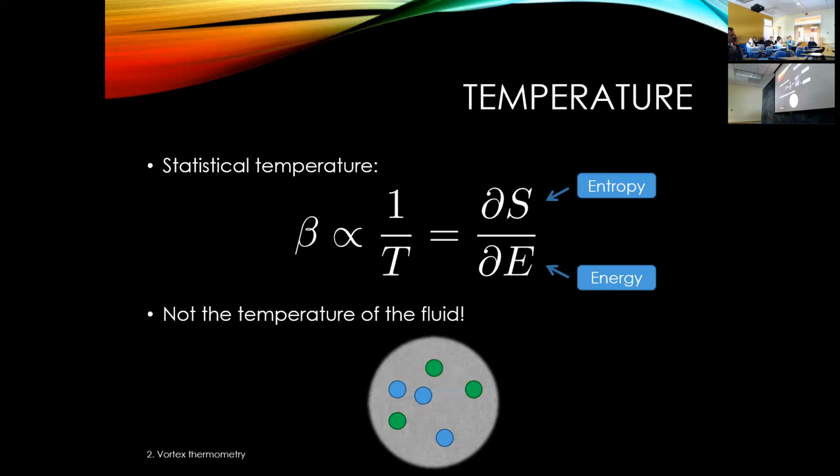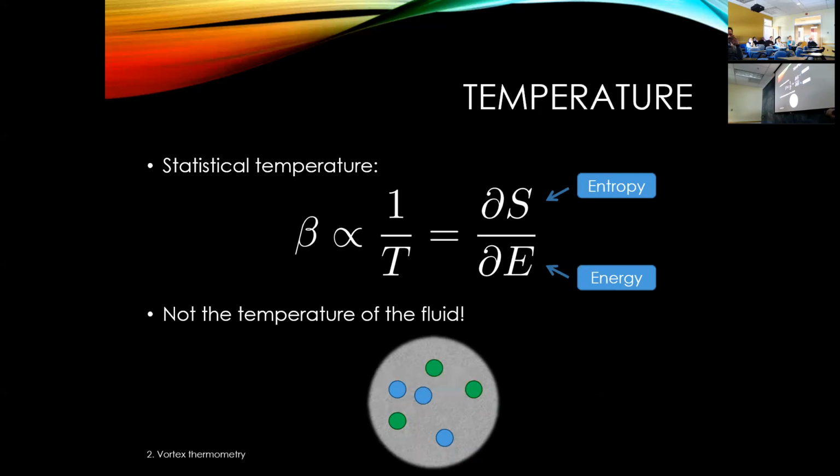So if you have a Bose-Einstein condensate in a lab, it's probably at something like 100 nanokelvin. So we can measure that temperature directly. But that's not what I'm talking about here. And also that temperature is always positive, I should point out, as you might expect. That's not what I'm talking about here.